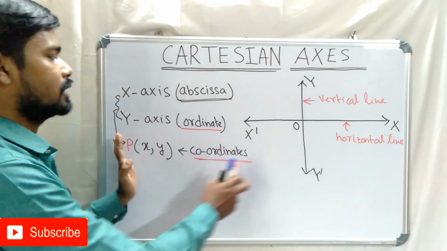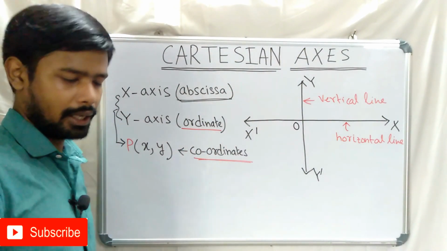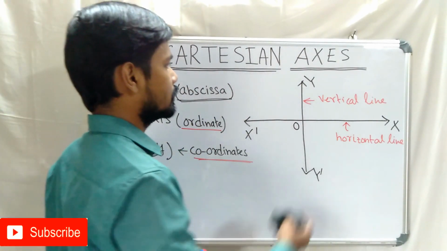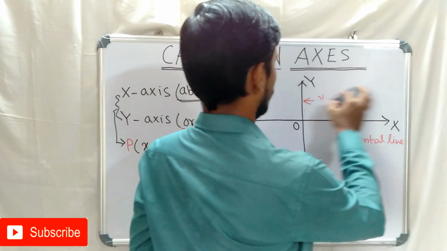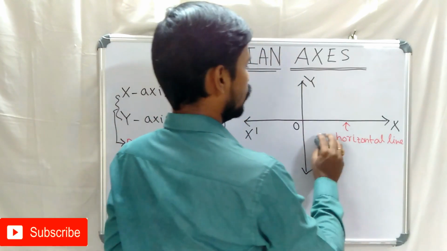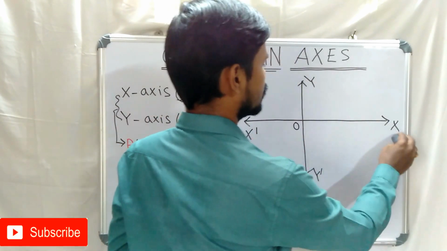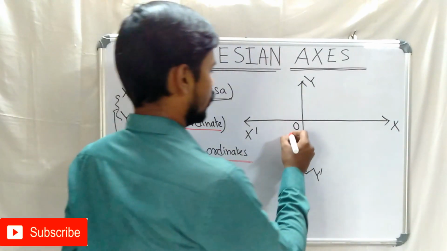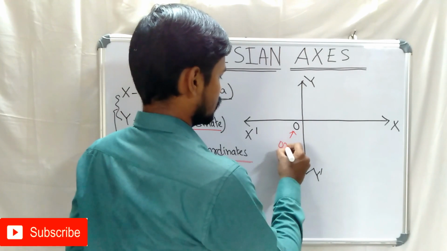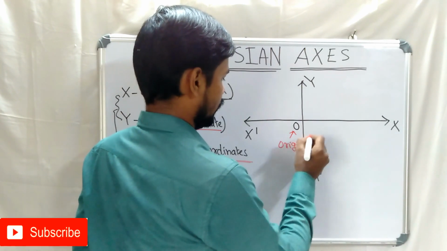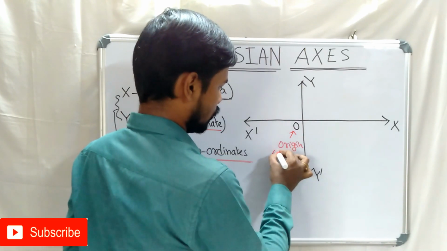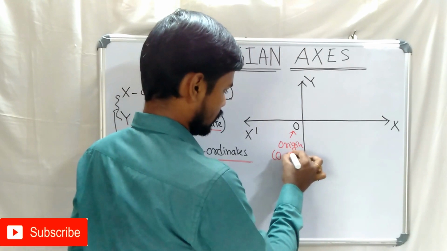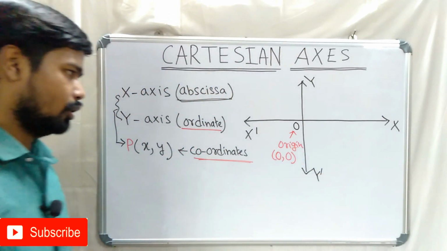This system is known as the Cartesian system, taking the x-axis and the y-axis. The point O, which is the point of intersection of the x-axis and y-axis, is known as the origin. This is the origin, and we take the coordinates of the origin as (0, 0).